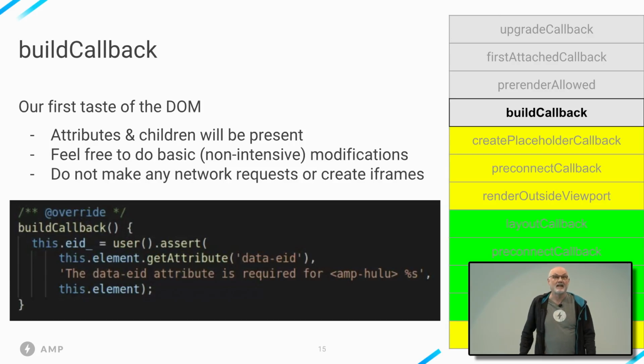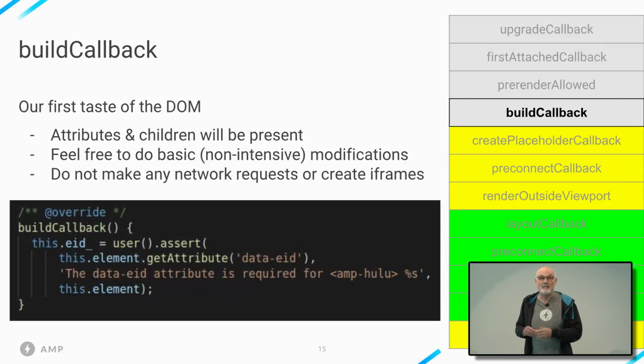And the next callback is the buildCallback, and this is actually a useful one. It's really the first taste of the DOM. Your attributes will be around, your children will be around. You can do basic mutations on things. This is a really great place to check that the user, or the page author, has actually put in all the parameters you need.